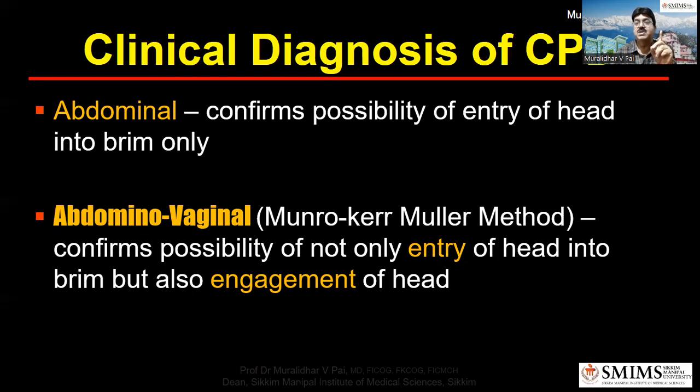That is engagement. So, in case of vertex, if it is at the ischial spine level, it is more than enough because of the mathematics which I'm going to teach you a little later. Whereas in face presentation, for the head to be engaged, the face has to be at least 2 more centimeters lower than the ischial spine. I will explain all these things why. But anyway, the abdominovaginal method will reconfirm that the head that has entered into the pelvis can go as low as a point where you can confidently say the head is engaged. In case of vertex, it is ischial spine. In case of face, it is +2 station.